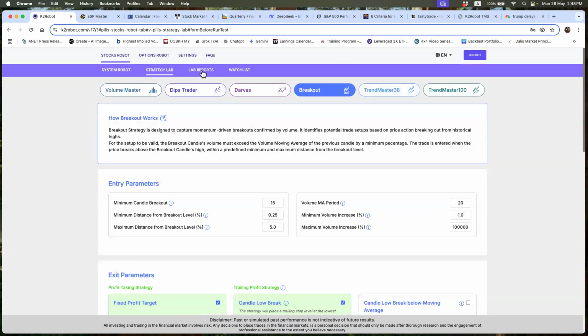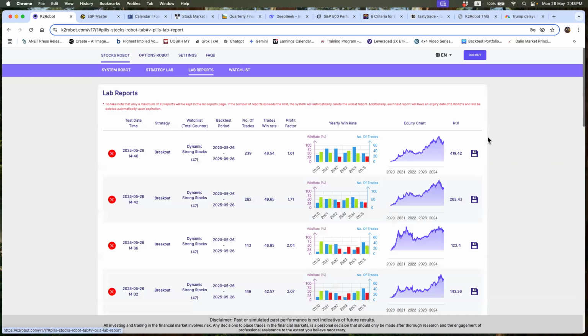So under the lab reports, you will see the strongest performance right here. The latest that we have tweaked together is the 419% ROI. Profit factor is 1.60. So profit factor, if it's less than 1, it is a money-losing system. If it is above 1, it is a profitable system. And you have got a lot of trades, 239 trades. So the data is robust enough.